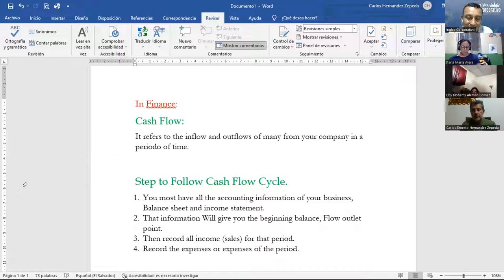Steps to follow. Let me see the steps they have. The accounting information, balance sheet, and income statement is similar to Carla Maria's, right? The information, the beginning balance, record all the income for that period, then record the expenses. Yeah, basically the same, right? So you have the incomes, so you sell the product, and finally you record the expenses, and finally the cash gets back, all right? Basically the same.